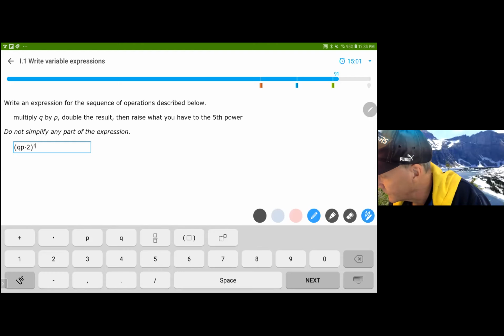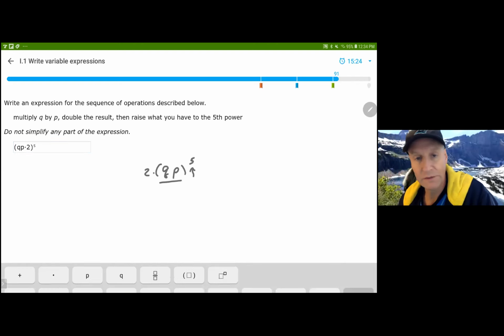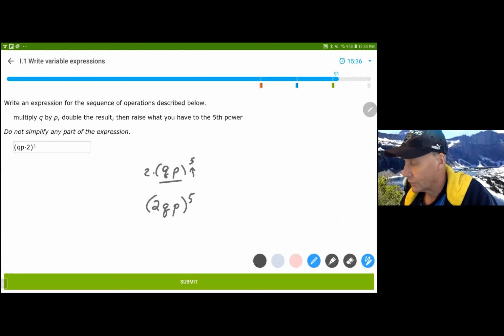I'm going to write it out and put the wrong answer here. A lot of people are going to say, oh, Q times P, and then I'm going to double it, and then I'm going to raise what I have to the fifth power. Now, this would be wrong because you would multiply the Q times P, but then when you took the fifth power, it would be next, and the final thing you would do is multiply by 2. It's very important that the 2, Q, and P that you want to raise to the fifth power are all inside the parentheses. Order in multiplication doesn't matter. That's because of the commutative property of multiplication. It says that you can multiply in any order.